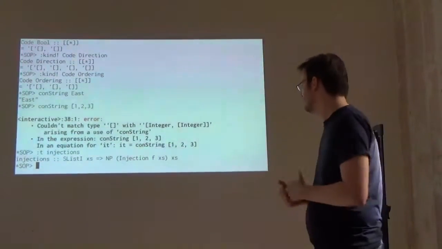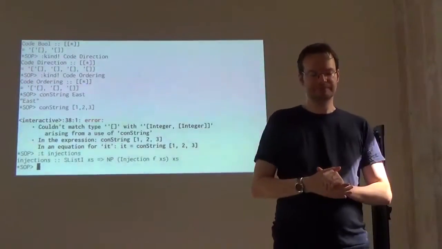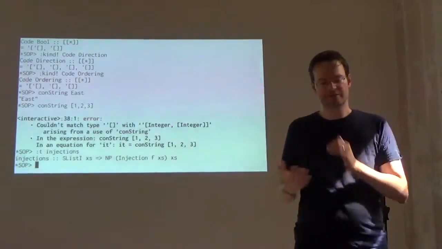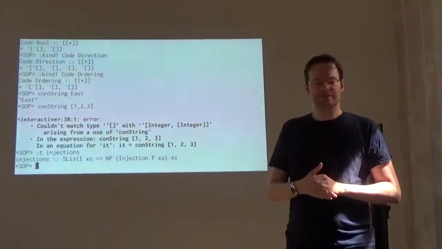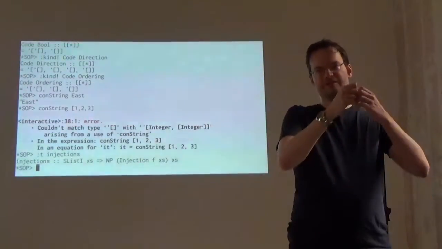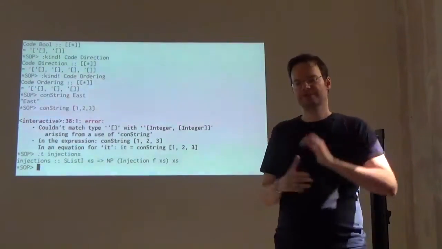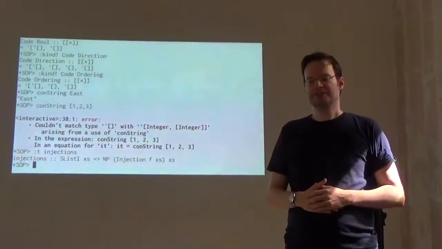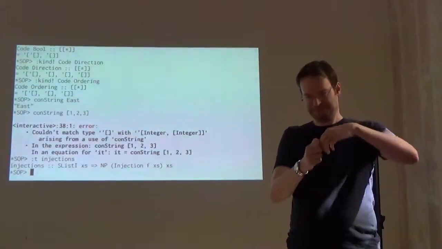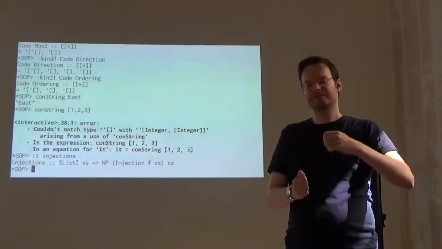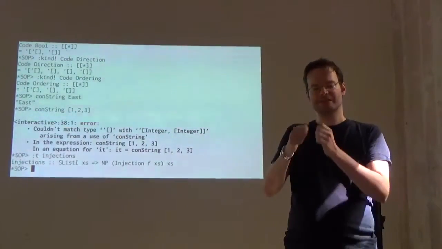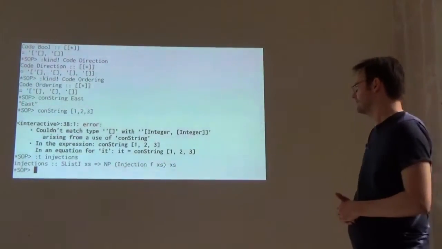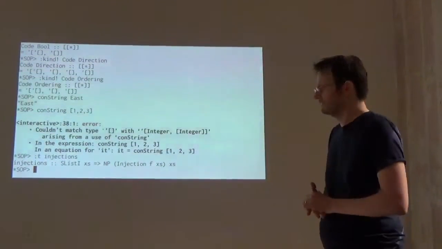But the problem is that injections still expects the arguments to the constructors. And in order to apply the injections to their arguments, we have to supply the arguments. And if we need arguments for all the constructors, then we actually need a two-dimensional table, right? So we need as many lists of arguments as there are constructors, and then every list of arguments needs to be exactly as long as the arity of the constructors.